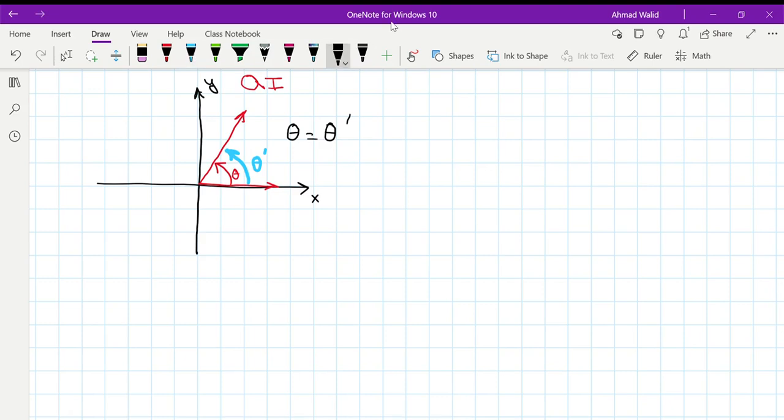Quadrant 2. If your angle theta ends in quadrant 2 or lies in quadrant 2, correct? X-axis, y-axis, I will draw theta in a standard position. This is the initial side. This is the terminal side. This is your theta, right? Where is theta prime? Theta prime is here. This is your theta prime.